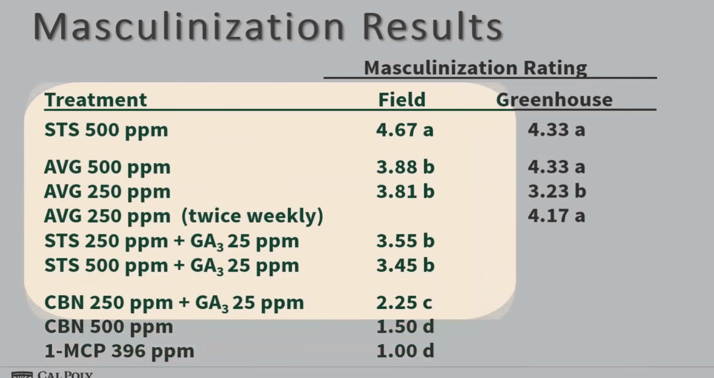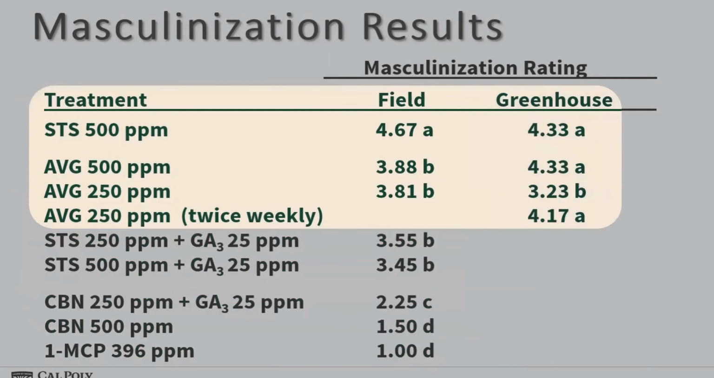Now looking at the greenhouse results, all treatments except for 500 parts per million resulted in the same masculinization rating. STS and AVG both at 500 parts per million averaged the same rating at 4.33, and AVG at 250 ppm sprayed twice weekly had a similar rating of 4.17.